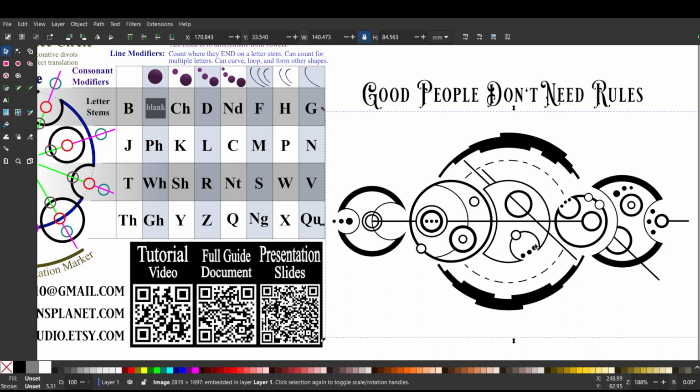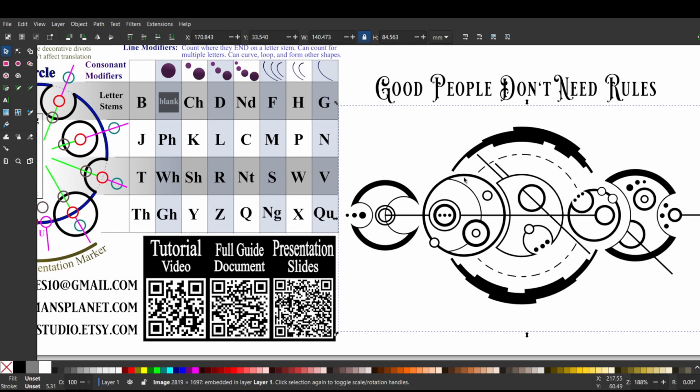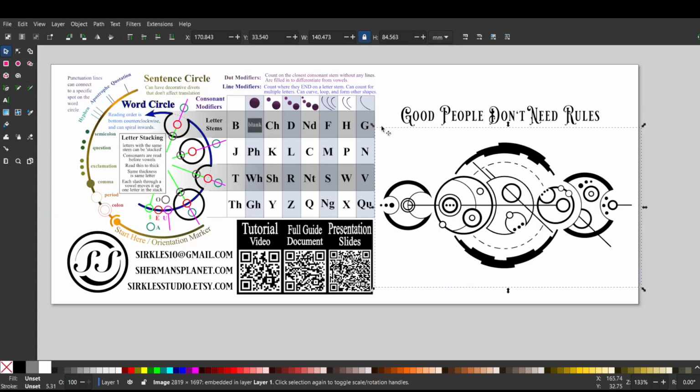Then we have a D, a deep divot with 3 dots, an O attached like a bead on a string, an N with 1 line coming from it, so it's in the same row as the P, but with only 1 line. And then we have these double lines. A double parallel line going off to the sentence circle is an apostrophe, so that's the apostrophe in the word don't. And then this shallow divot is a T because no lines end on it, so this line passing through it doesn't count, because lines only count where they end on a letter stem. Okay, so D-O-N apostrophe T, don't.